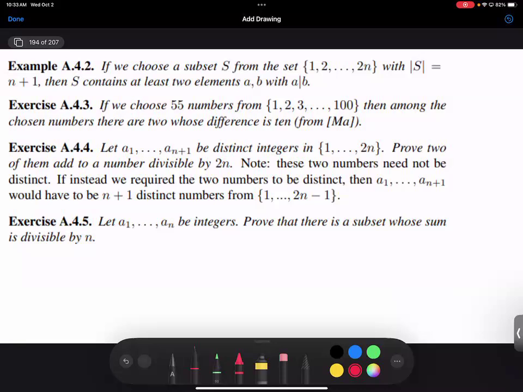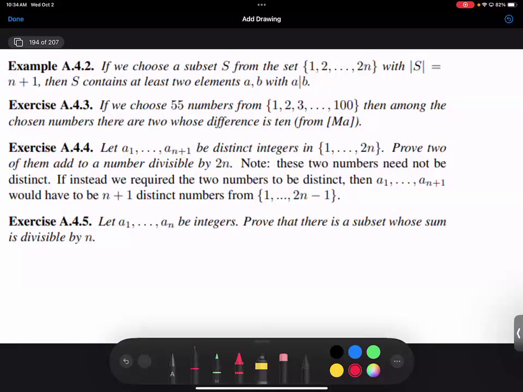So I just pulled up 4 problems. I will give people a moment to take a look at these. I'll read them, and then if there's anything that people found particularly interesting, we can do that. The first one: we take a subset S from the numbers 1 to 2n. If the subset has at least n plus 1 elements, then it contains at least 2 elements, one that divides another. If we choose 55 numbers from the set 1 to 100, whenever you see something like this, you always want to ask yourself, why 55? Why 100? There's probably some relationship between them. If I give you 100, there's probably some critical threshold where the 55 is coming from. Then among these numbers, there are 2 whose difference is 10.